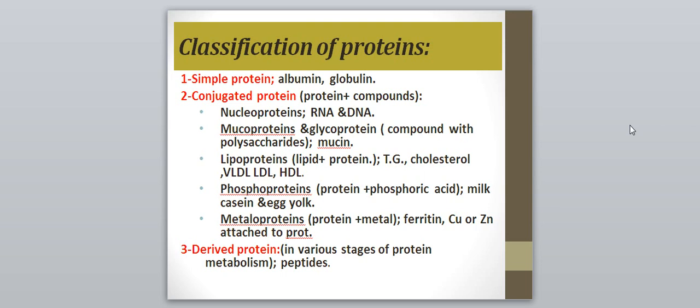In these there is protein plus polysaccharide or mucin added to the protein. Lipoprotein is where lipid is added to the protein, like triglyceride, cholesterol, very low density lipoprotein, and high density lipoprotein. Phosphoproteins have phosphoric acid added to the protein, as in milk casein and egg yolk. Metalloproteins have metals like ferritin, copper, or zinc attached to the protein. These are the conjugated proteins, the second type. The third type is derived protein, such as peptides, which are various stages of protein metabolism.